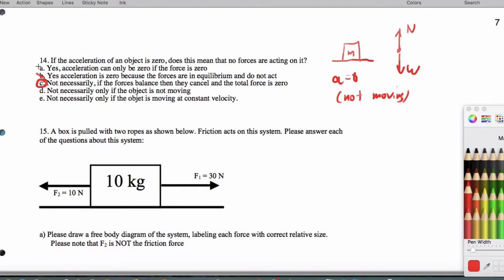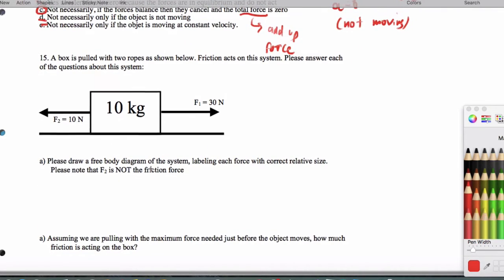So this is all just subtle differences in phrasing. Choice C really captures the idea that forces balance, they cancel, and the total force, which means you add up forces and they sum to 0. So this is really the best way of saying it.